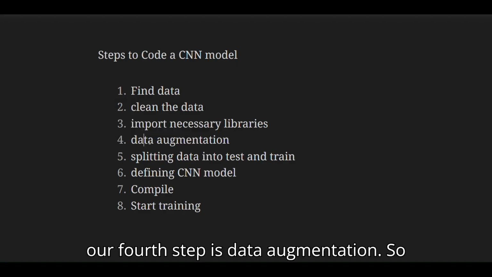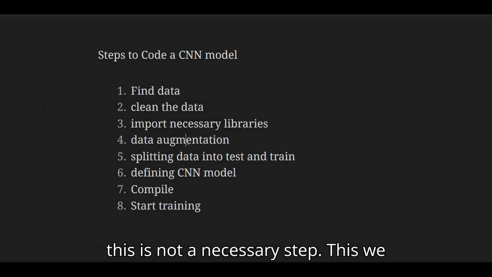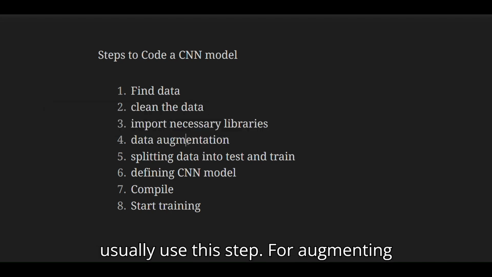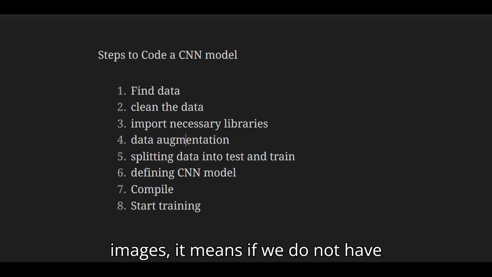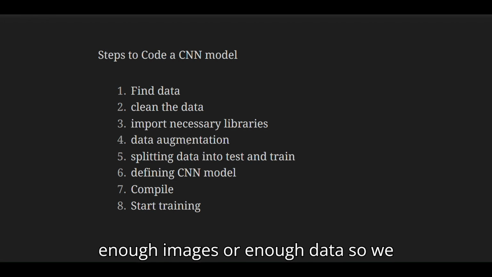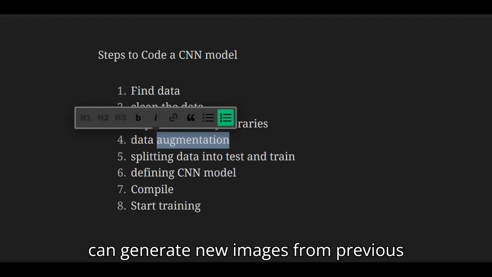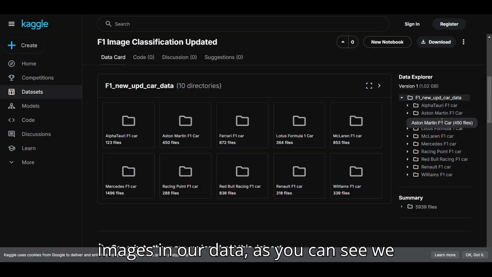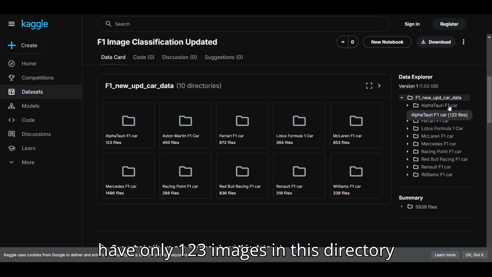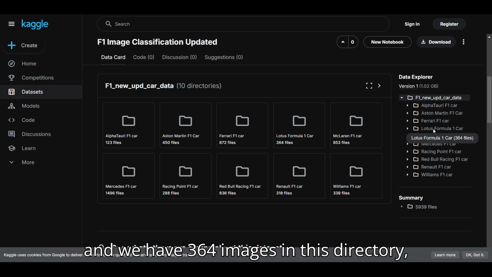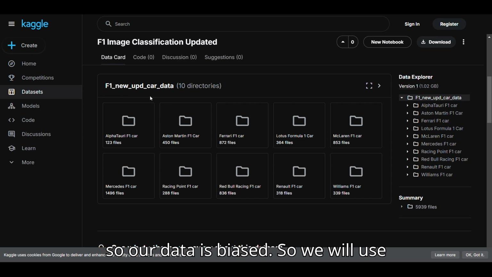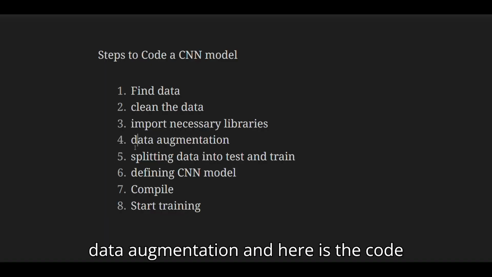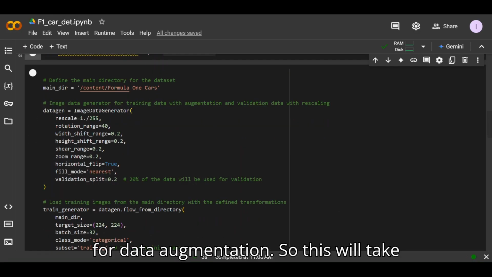Our fourth step is data augmentation. This is not a necessary step. We usually use this step for augmenting images. It means if we do not have enough images or enough data, we can generate new images from previous data. As you can see, we have only 123 images in this directory, and we have 364 images in this directory. So our data is biased. So we will use data augmentation, and here is the code for data augmentation.